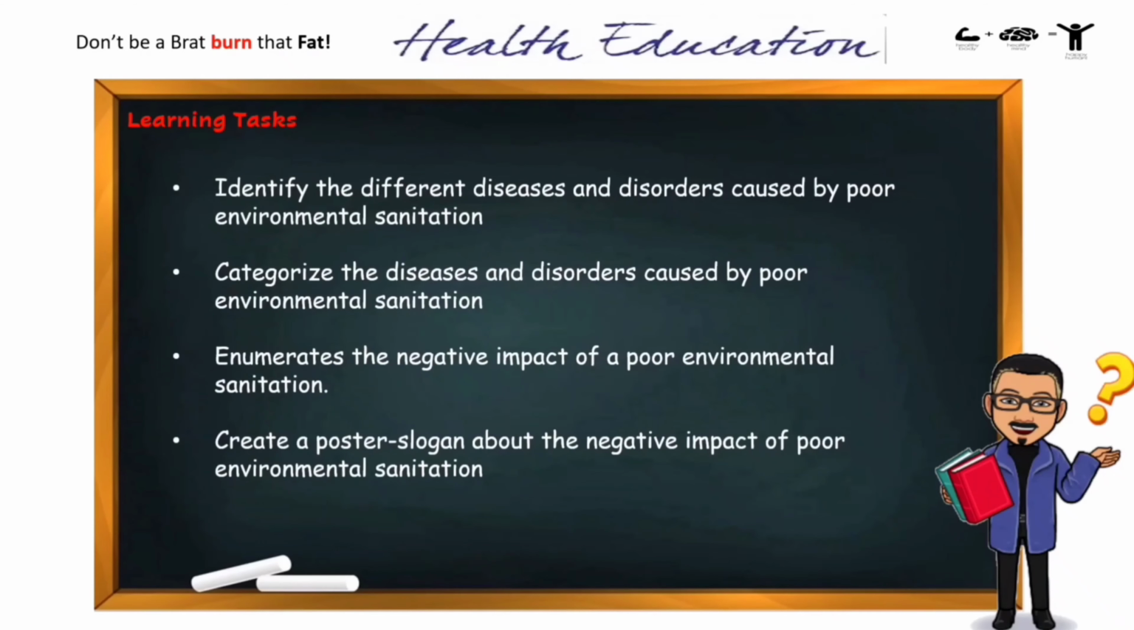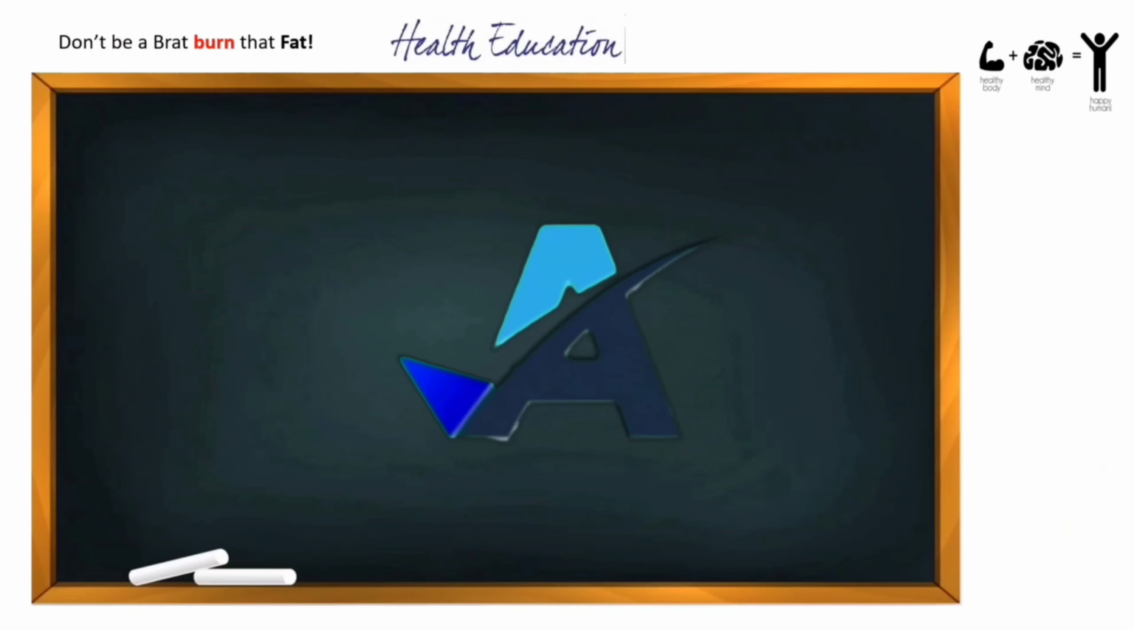Here are the learning tasks. Identify the different diseases and disorders caused by poor environmental sanitation. Categorizes the diseases and disorders caused by poor environmental sanitation. Enumerates the negative impact of poor environmental sanitation. Creates a poster or slogan about the negative impact of poor environmental sanitation.